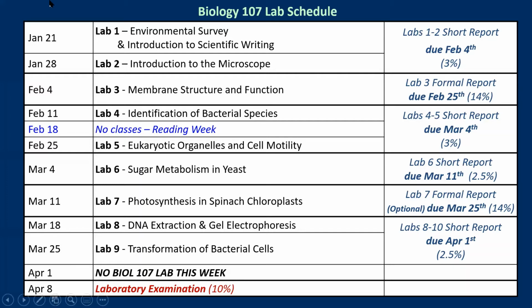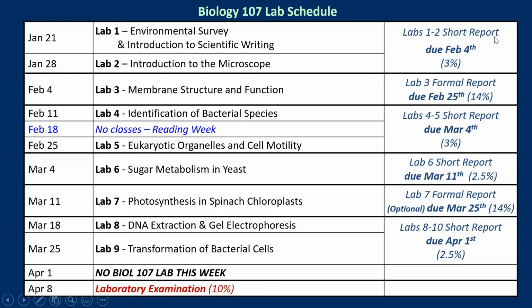So you can see the way they're designed, so labs 1 and lab 2, there's not a report 1 and a report 2. There's a lab 1/2 report. They're combined, and they would be due the week after lab 2. So that would be February 4th. And so that one is worth 3%. Most of the reports there are worth 3%. A couple are worth 2.5%. So I call those short reports.